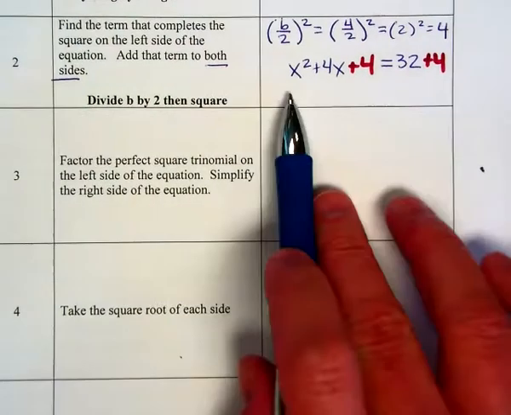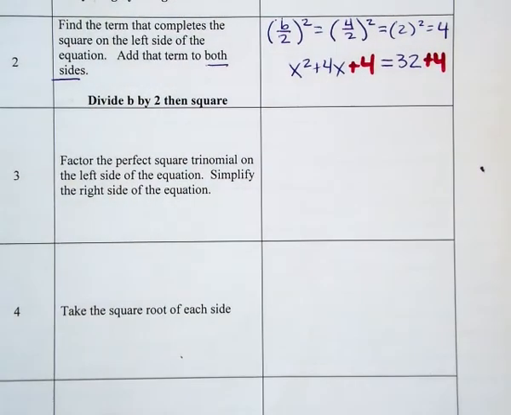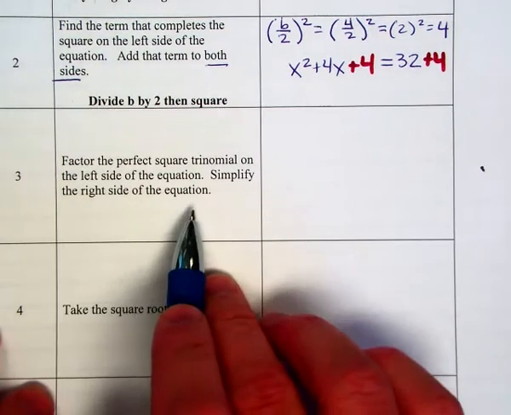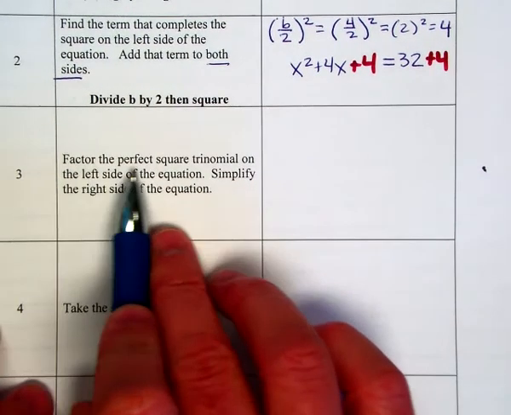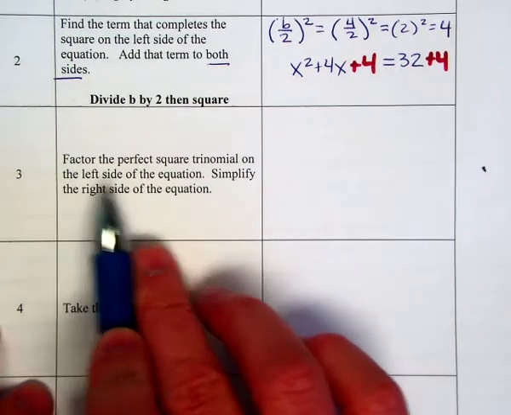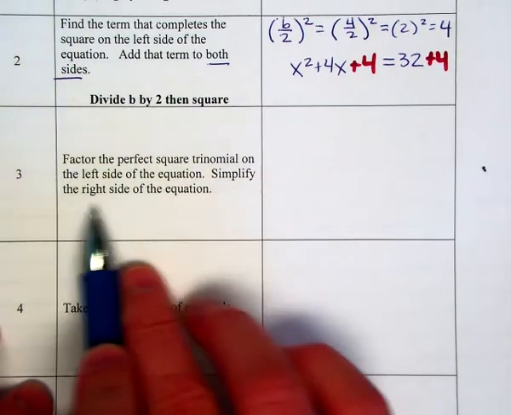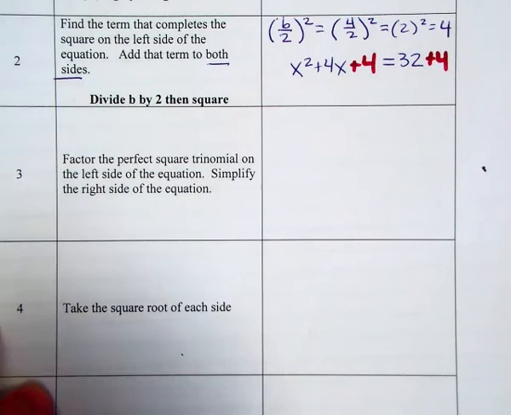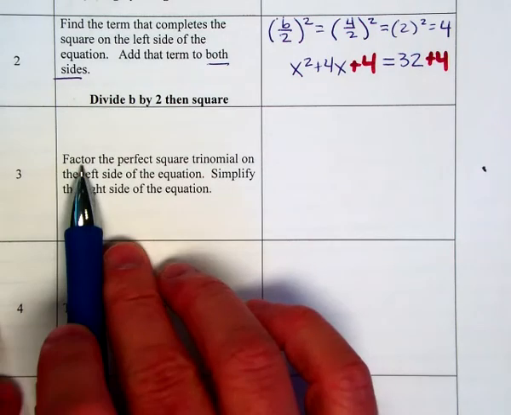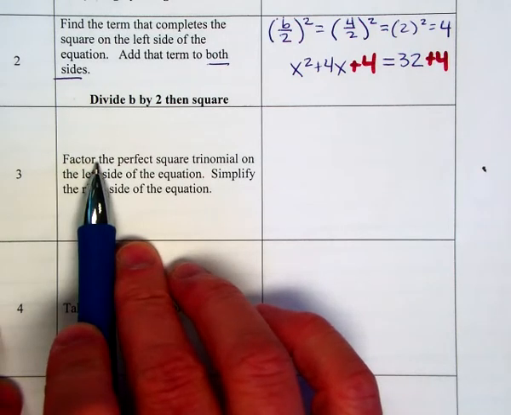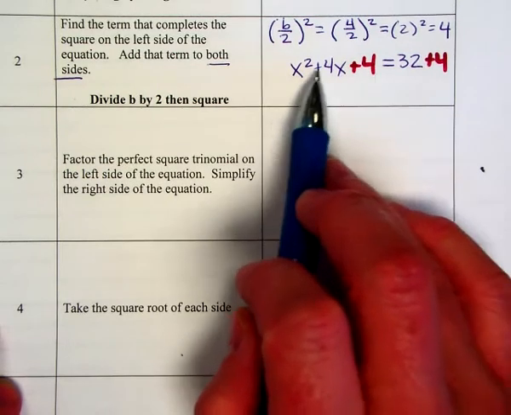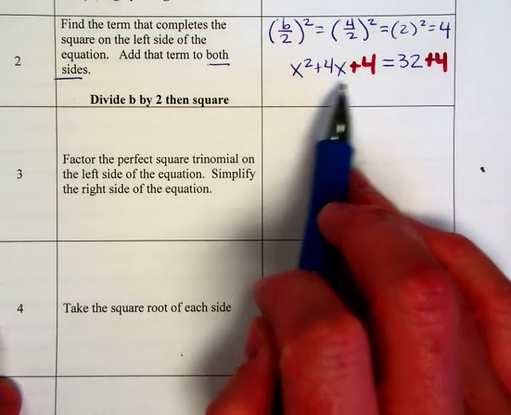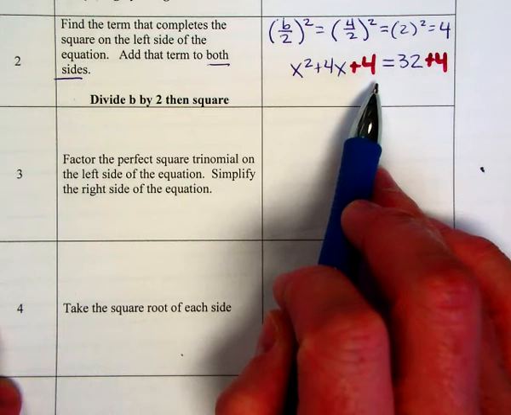Now we're going to take this new equation we've created and do a little more with it. This part sounds very complicated, but it's what we've done before. It says factor the perfect square trinomial on the left, and then simplify the right. Here's what this means. This word right here, factor, it's what we've been doing. What we just created is something we could use X method with. So we're going to factor this.